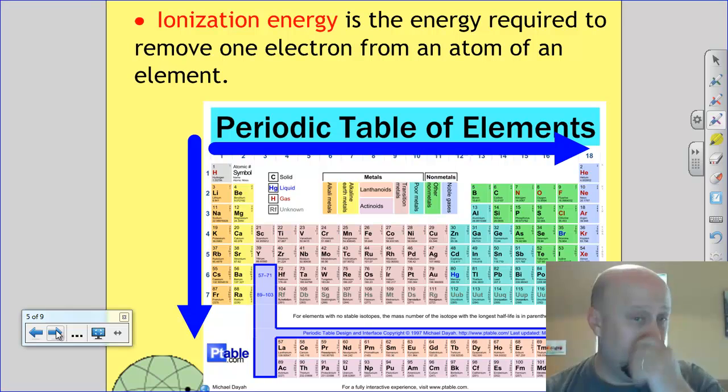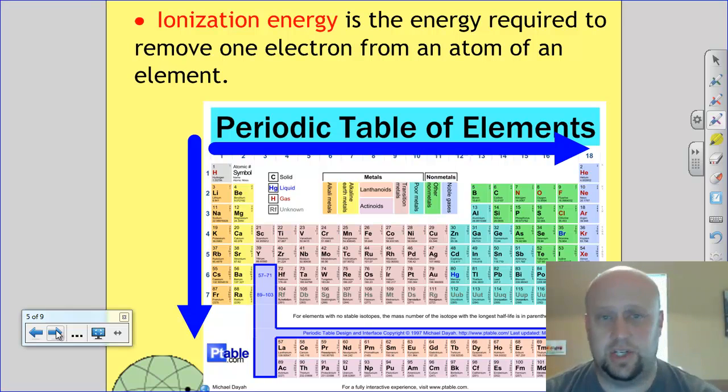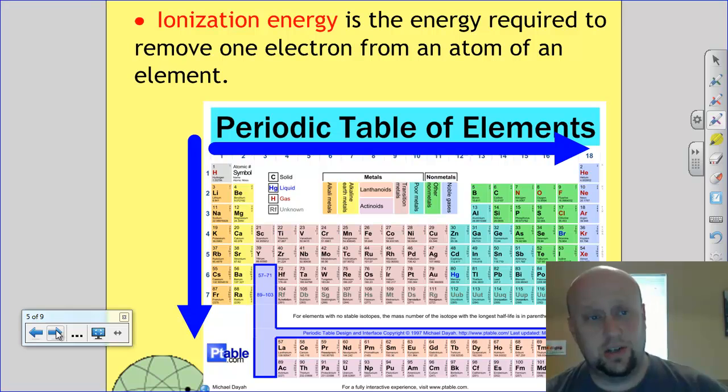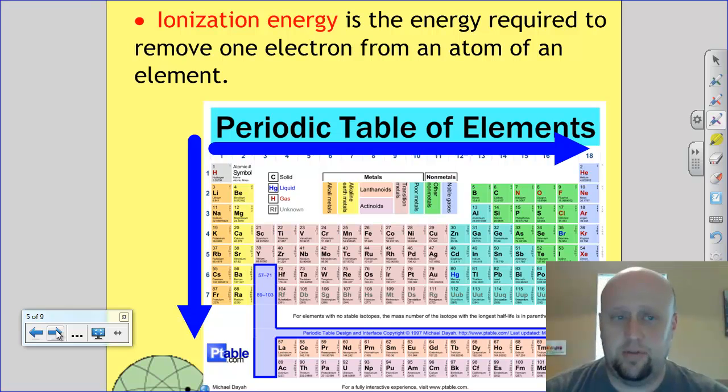So second term, this is a pretty big one for us. Ionization energy. Ionization energy is the energy required to remove 1 electron from an atom of an element. But what that really means is how hard is it to pull an electron away? Okay, there's an energy required to pull an electron away.